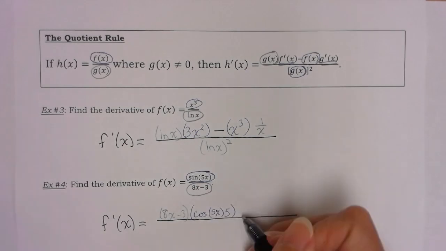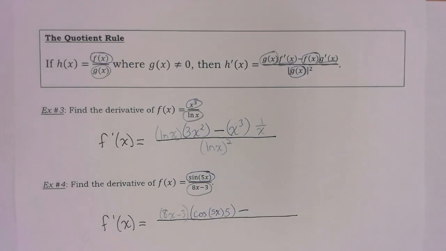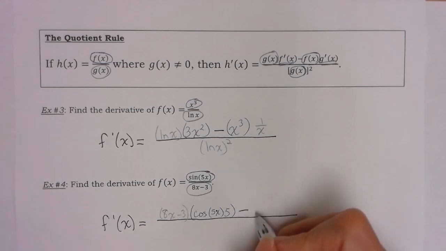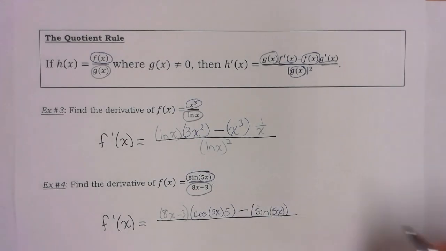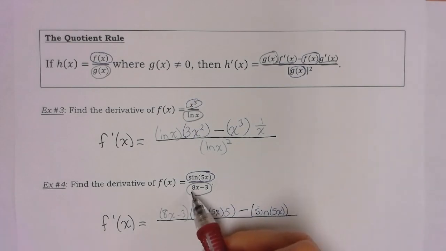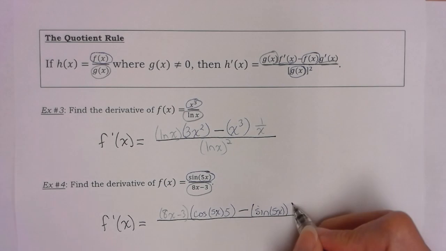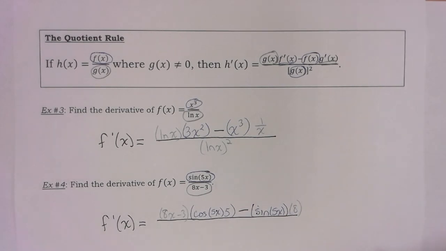And we start with the top function left alone, sine of 5x, times the derivative of the bottom. The derivative of 8x minus 3 is just 8. And now my denominator is just the original denominator squared. That is your quotient rule.